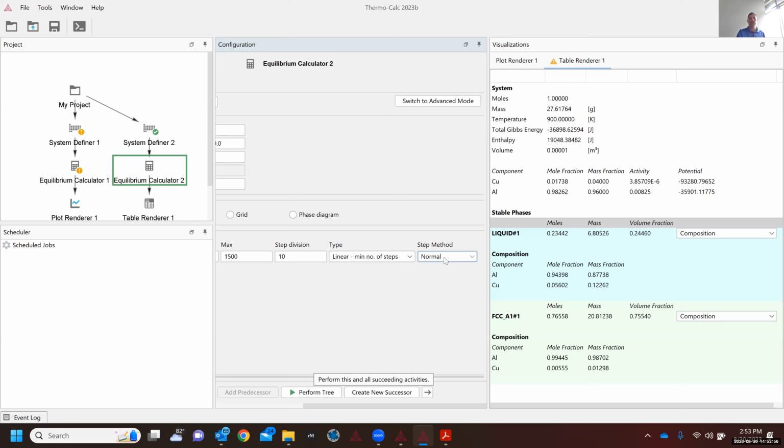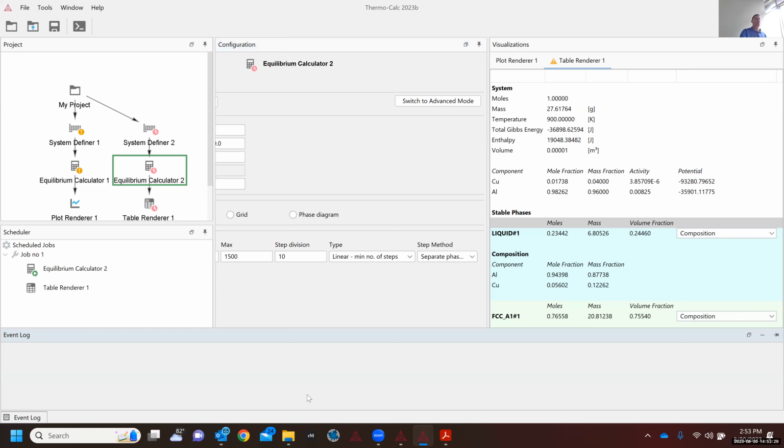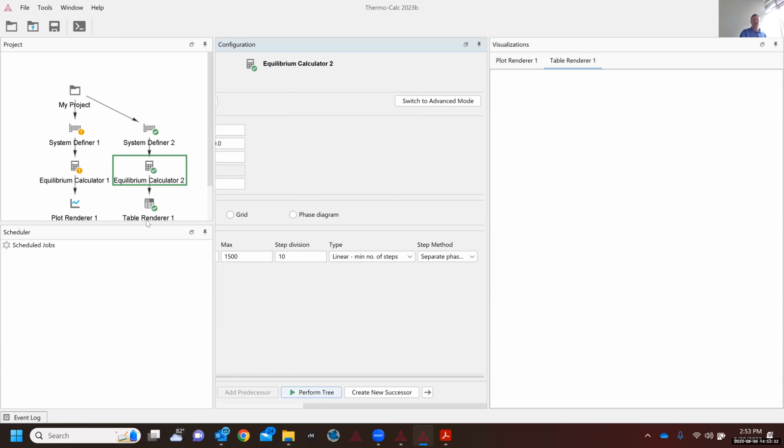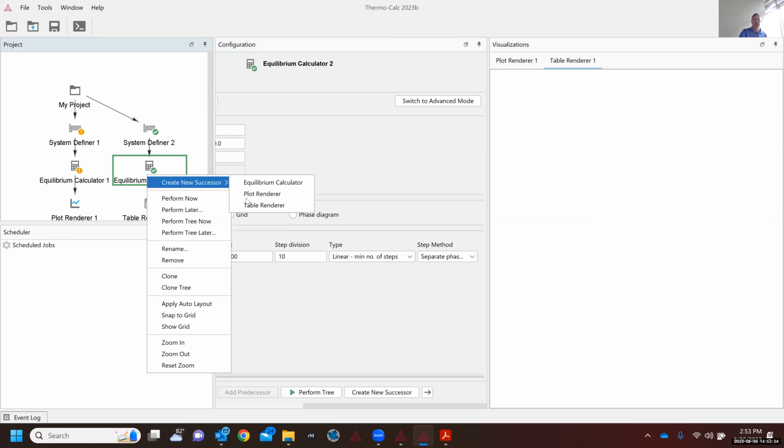The first thing I want to do though is calculate separately. The command is SEP, S-E-P in the console mode, so I call it SEP. But this step method will, instead of calculating the equilibrium at each point, calculate the properties of each phase separately for that set of conditions. And what we're going to end up with is, well, can't show it in a table very well. Let's make a plot.